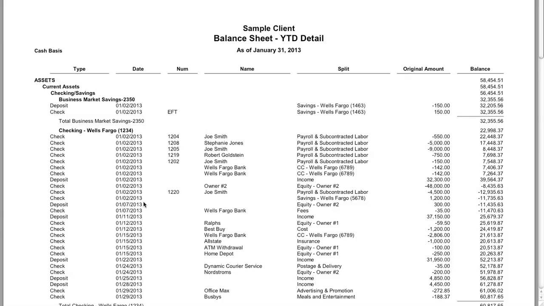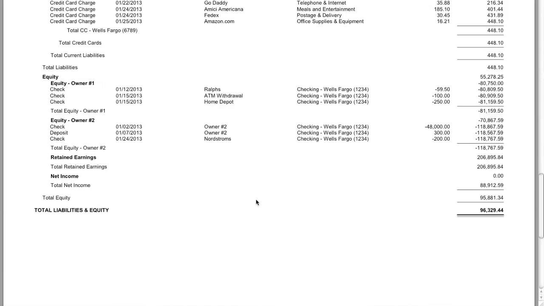Looking at your balance sheet year-to-date detail report, at the very bottom, you'll see the equity accounts. When I look at the equity accounts, I want to see what contributions were recorded. In this case, I can see the $300 that owner number 2 contributed is listed because it was deposited into the business bank account, checking Wells Fargo 1234.